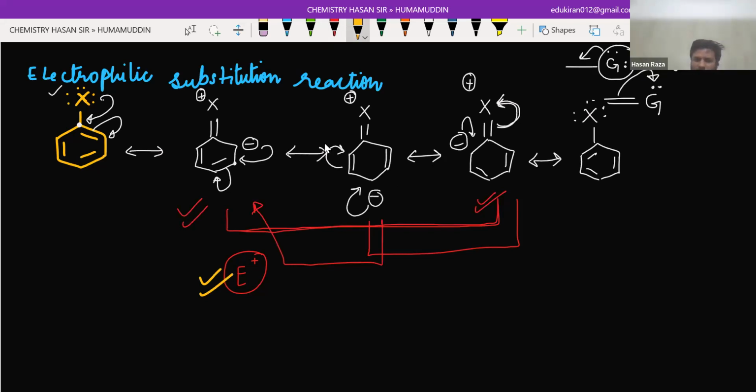With respect to this position, you have this ortho, this is your meta, and this is your para. So you have three positions: ortho, that is this position, this is meta, and this is para. On which position will this electrophile E plus attack? Ortho, meta, para. What do you think? Ortho. Only ortho?